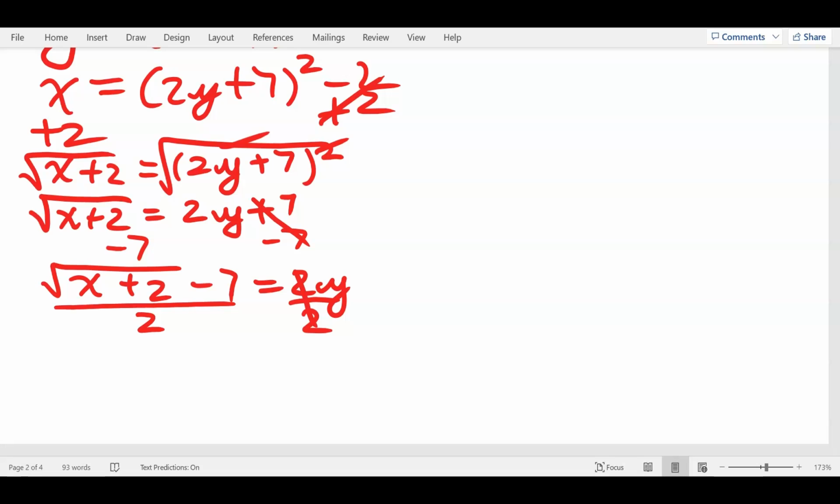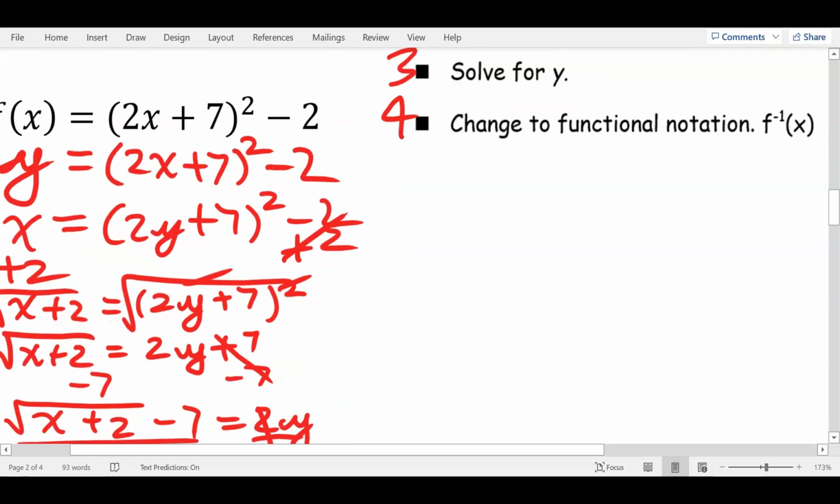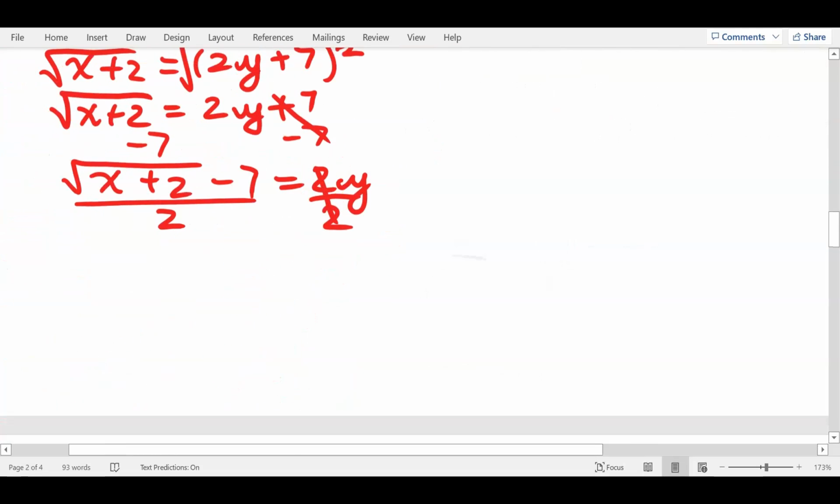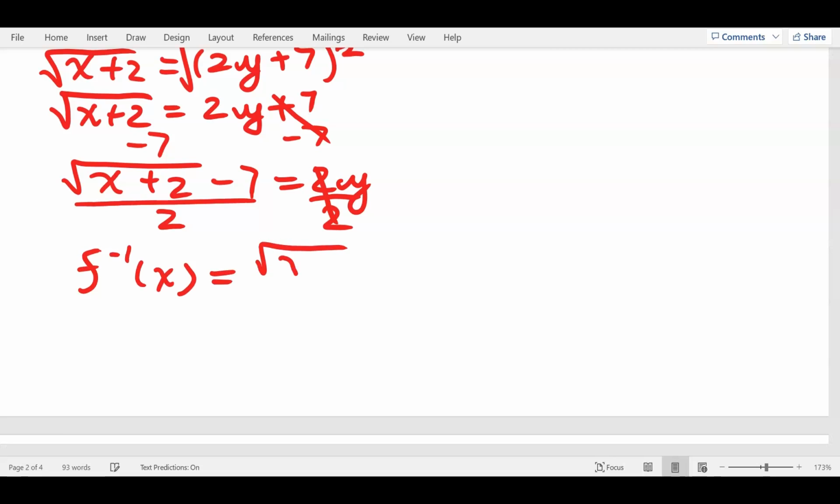Last step. Y equals needs to be turned into, step 4, which is change it to inverse notation. So I'm going to put f inverse x equals square root of x plus 2. Did you know the x plus 2 under the square root does not combine with minus 7?